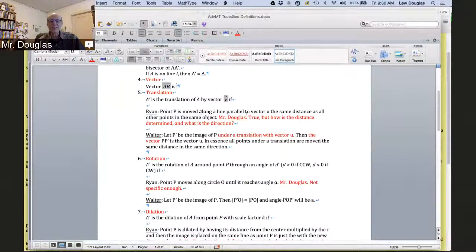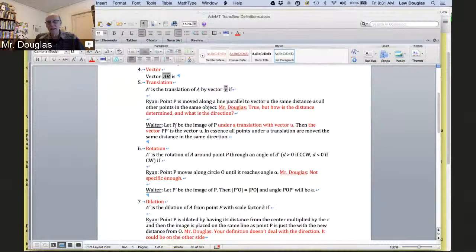Ryan said this: P is moved along a line parallel to vector u, the same distance as all other points. Yeah, that's a reference to all the other points, but my comment was, how's the distance determined and what is the direction? And then Walter said, let P prime be the image of P. I just added this to make it clearer. Then the vector is the same as the vector u, in essence. And then he writes, really the way we think about it, which is here. Okay? So, what should we do here?